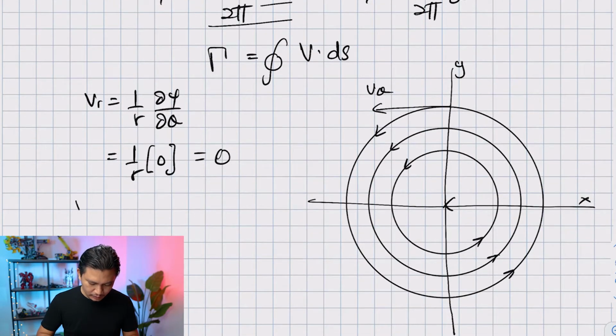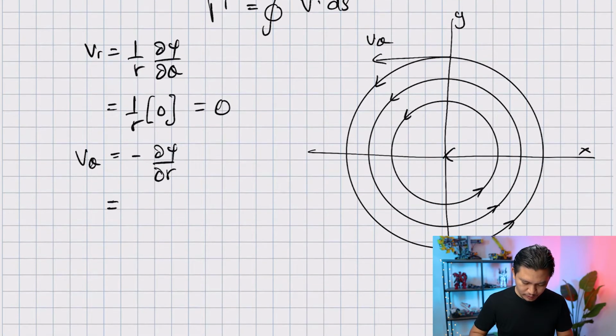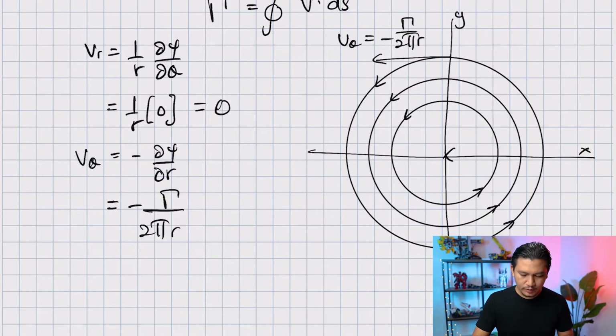And what about our tangential velocity, v theta? V theta is related with the stream function as negative del psi over del r. So now my v theta is, differentiate that with respect to r, so this will be minus capital gamma over 2 pi r. So v theta is equal to minus gamma over 2 pi r, which also means that the larger the radius, the slower my tangential velocity will be. If the radius is very close to the center, then my tangential velocity will become very high.